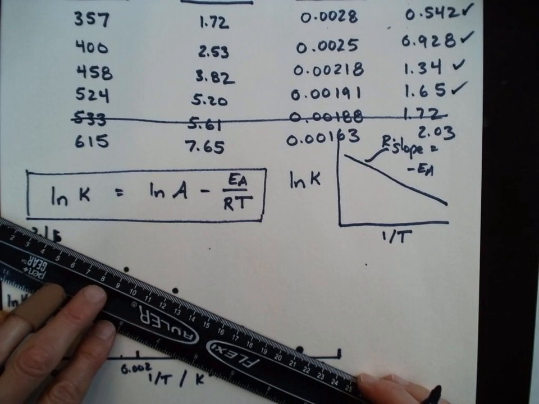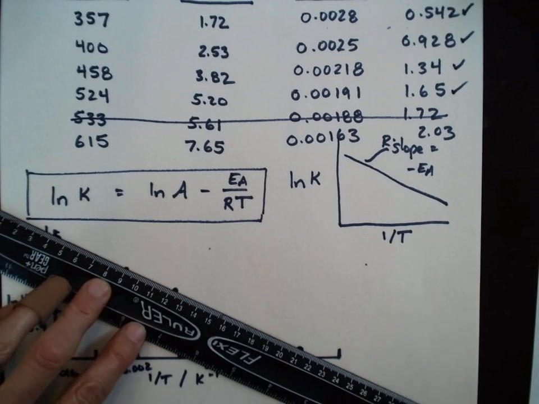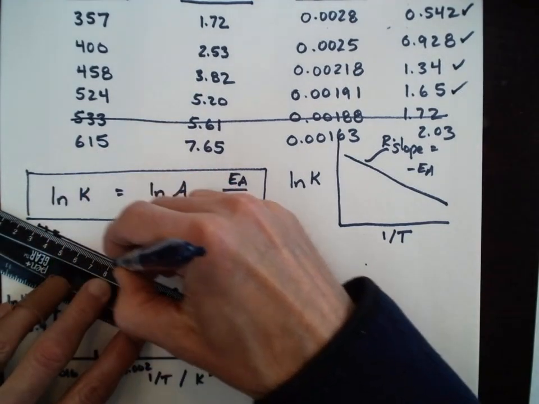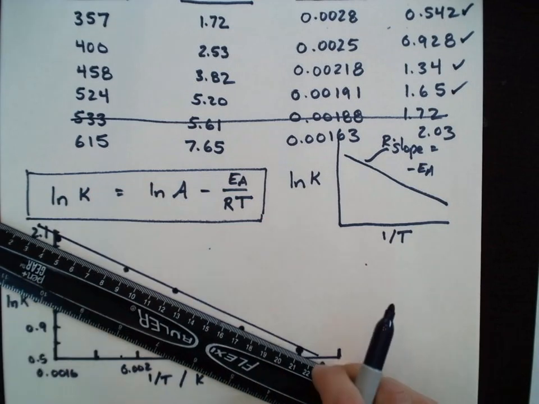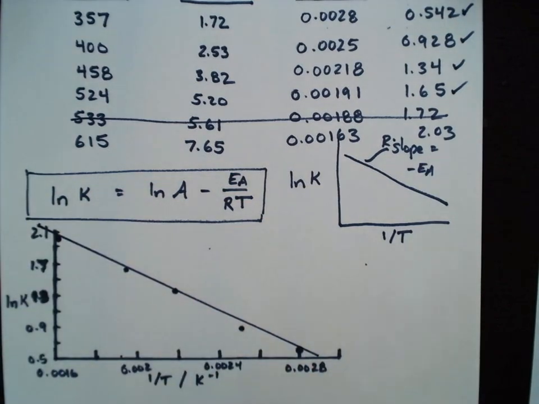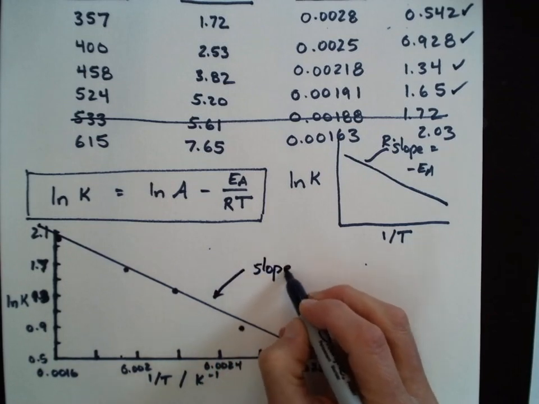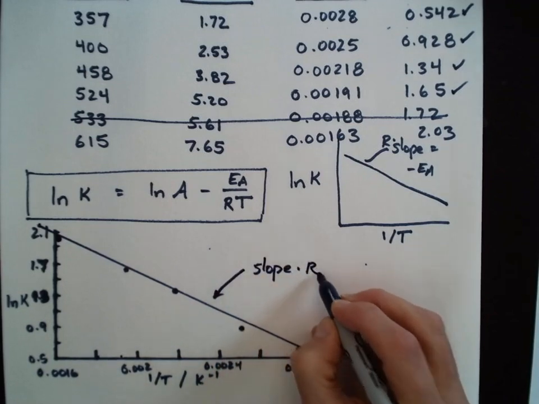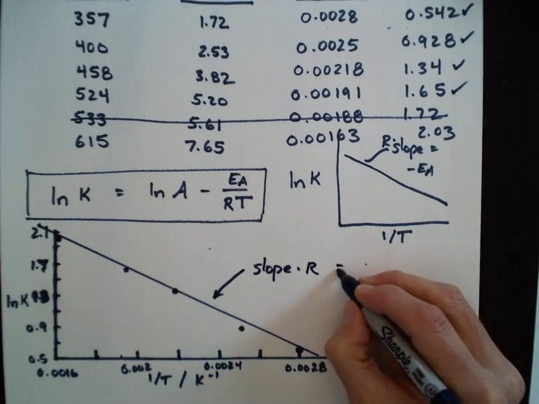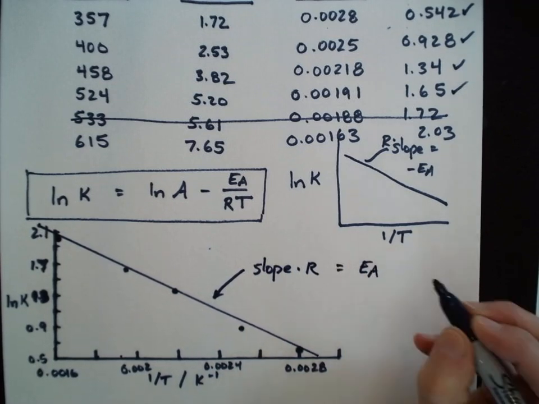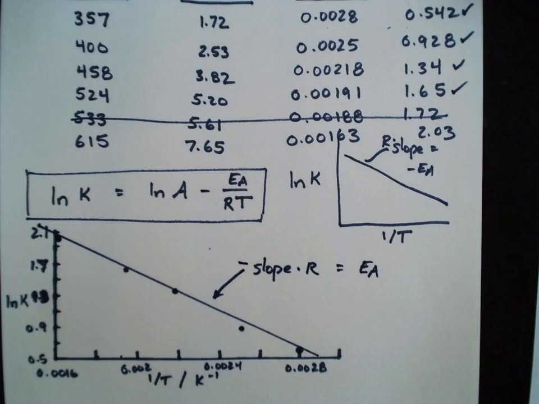I'm going to draw my best line that I can through these points. Here we are. Like that. And now if we find the slope of this line, and we multiply that by the physics gas constant, we should get our activation energy. Of course, we'll take the negative of it because the slope's going to be negative.